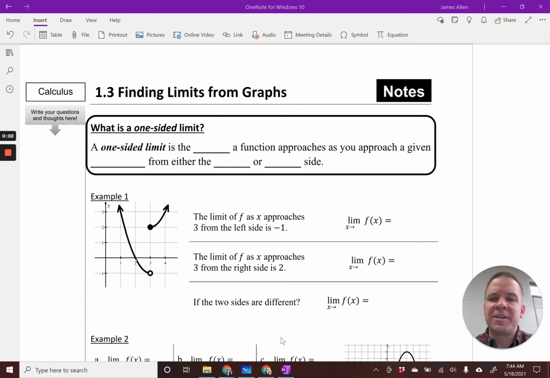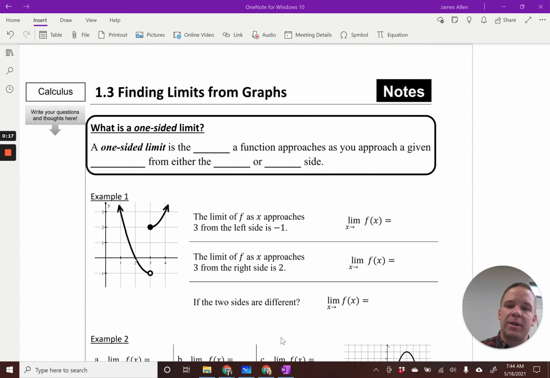We're going to continue with some limits here, some more graphs. But now if you notice that graph in example 1, whoa, there's a little jump there, right? Okay. So one-sided limits. What is a one-sided limit?